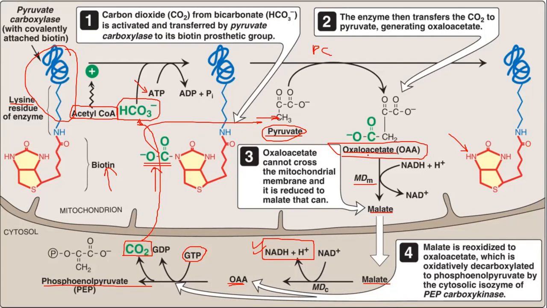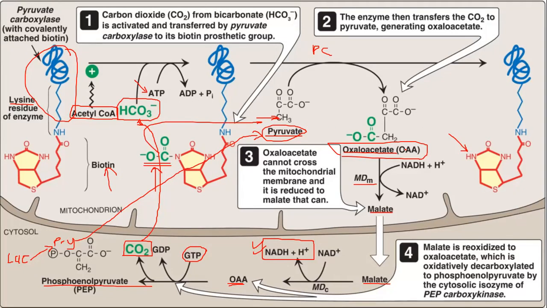Okay, so the process I've just described is if pyruvate was the precursor. What about if lactate was the precursor? You will start here with lactate in the cytosol. This lactate will be first converted to pyruvate by the lactate dehydrogenase. Then this pyruvate is transported to the mitochondria, and we come here. Then it will undergo carboxylation by the pyruvate carboxylase to form oxaloacetate.